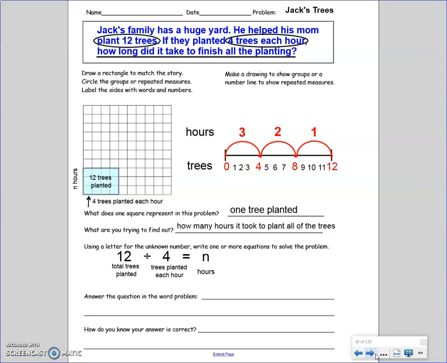We're going to think about 12 divided by 4 as a multiplication equation. 12 equals 4 times n. So what would n equal? That's right, n equals 3. An excellent answer to the question, how long did it take to finish all the planting, might be, it took 3 hours to finish all the planting.